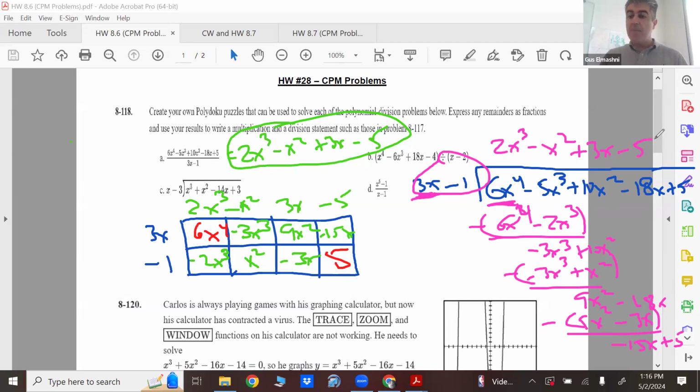But you get the same thing, right? And you get no remainder at the end. I like the box better. What do you guys like? The box or what I did?